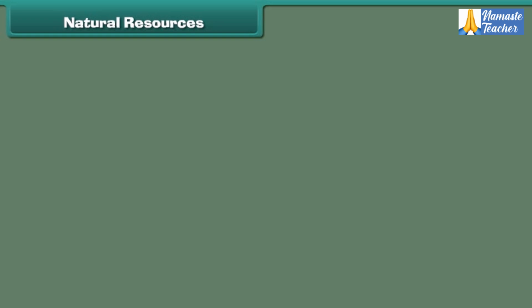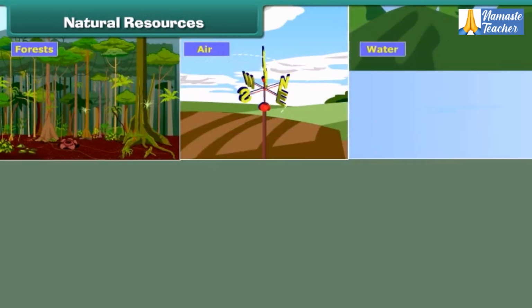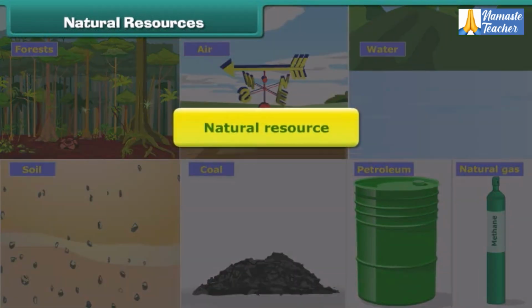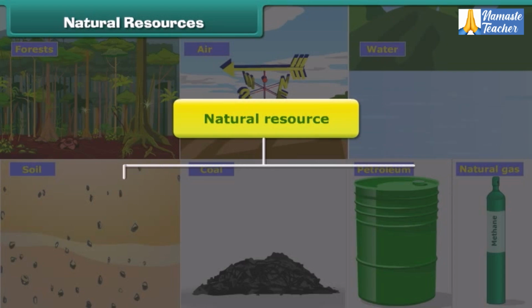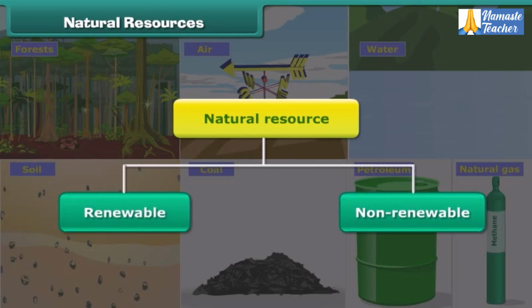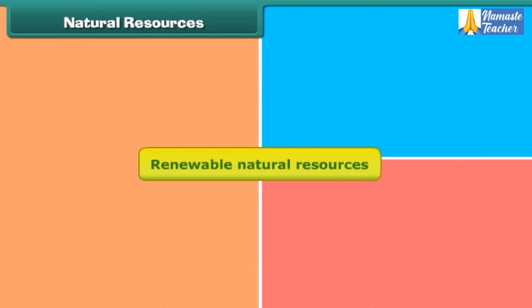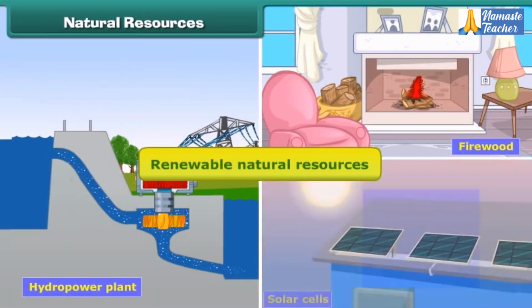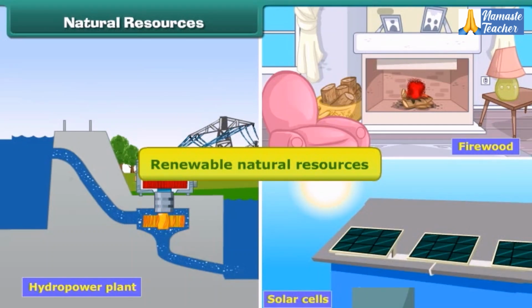Natural resources. A natural resource is a stock of material given to us by nature for use. It is not created by human beings. Natural resources are of two types: renewable and non-renewable. Renewable natural resources are those resources that are not exhausted by human use. They are reformed and are available for continuous human use. For example, sunlight, water, trees, etc. are renewable natural resources.